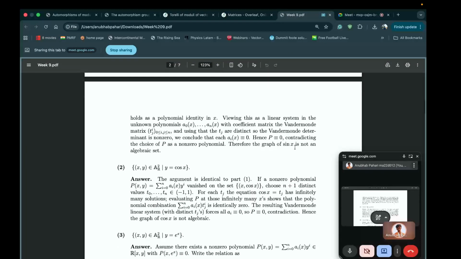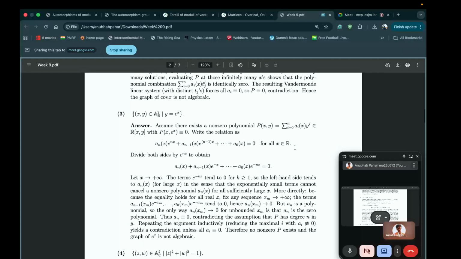Okay, so let us focus on problem 3. Again we have to show that it is not an algebraic set, that is, not the zero set of a polynomial. So assume that there exists a non-zero polynomial p(x, y) with p(x, e^x) equals 0.